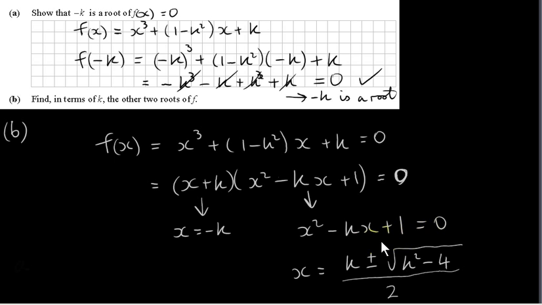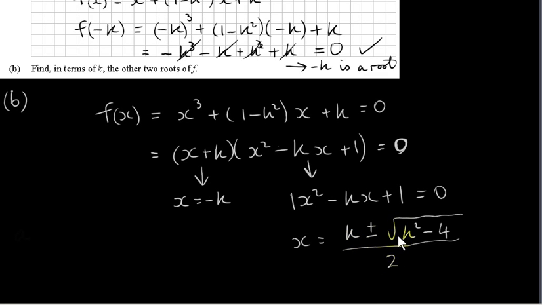So to solve this equation, we note that a is 1, b is minus k, c is plus 1 in this quadratic equation. So we have x equals minus b, which is k, plus or minus the square root of b squared minus 4ac, so k squared minus 4 times 1 times 1, all divided by 2 times 1, which is 2. So these are the other two roots.